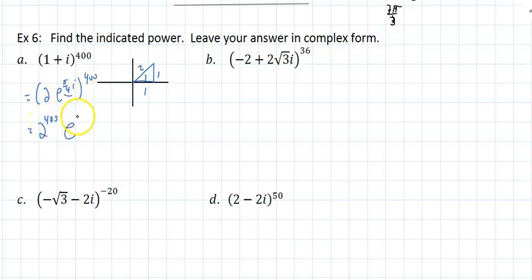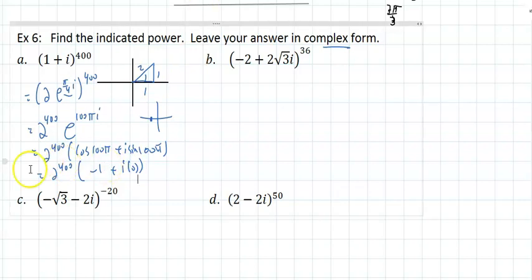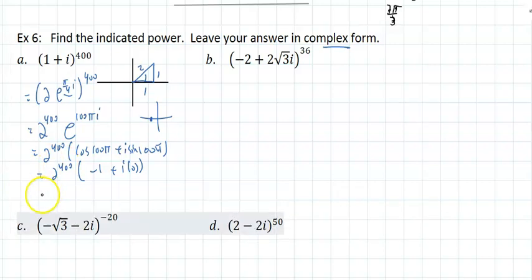You multiply those, that would be 100 pi i. And we want the answer in complex form. So that would be 2 to the 400, no need to figure that out, times the cosine of 100 pi plus i the sine of 100 pi. We know that pi is right there. Cosine is -1 and sine is 0. So we know this is going to be -2 to the 400.